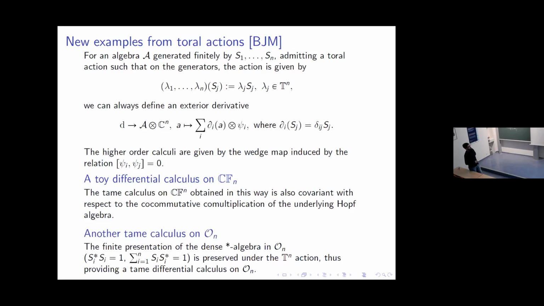Another example is another tame calculus on O_N. As I was saying, even SO was not an issue. We have a torus action, like a torus dynamical system, and we have another calculus on the Cuntz algebra, this time for all n over here. Right. Group algebra, yes. So free polynomials.